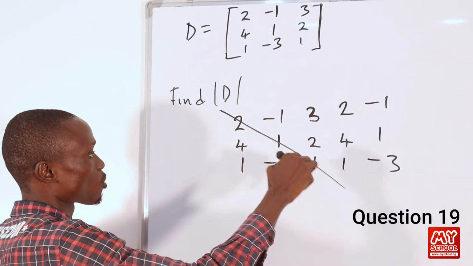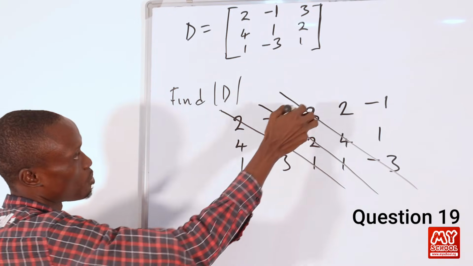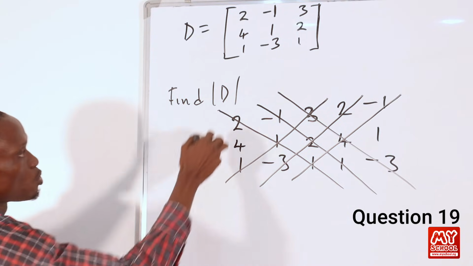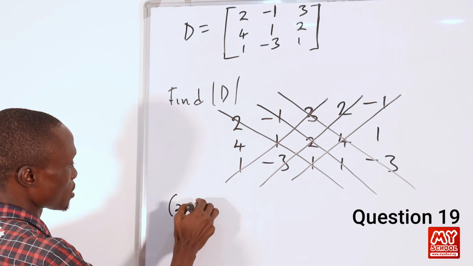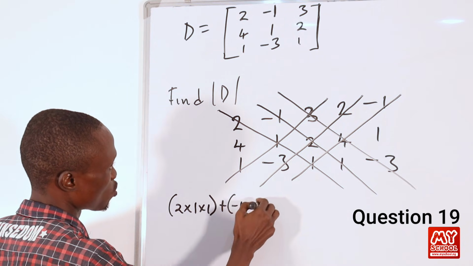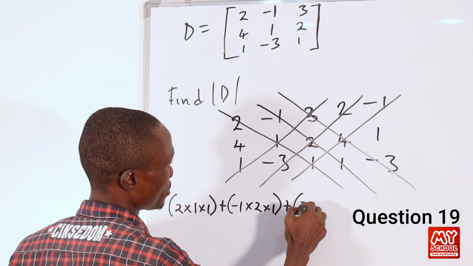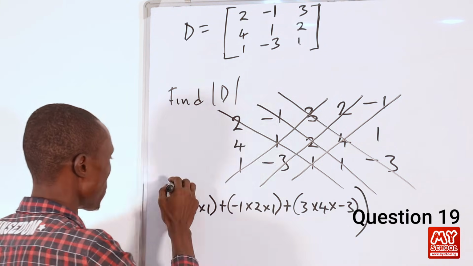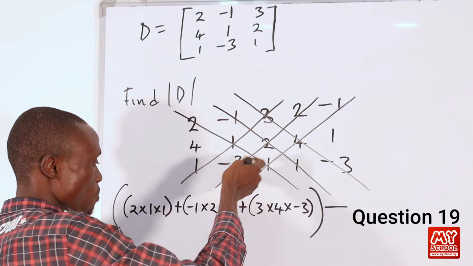You take a diagonal line across the first 3 numbers, just like this. Then you repeat the same thing. You multiply out the 3 numbers. So this will give us 2 times 1 in bracket, plus the second one, which is minus 1 times 2 times 1, plus the third one, which is 3 times 4 times minus 3. Let's put the whole thing in brackets. Then we subtract the product of the other numbers from it.